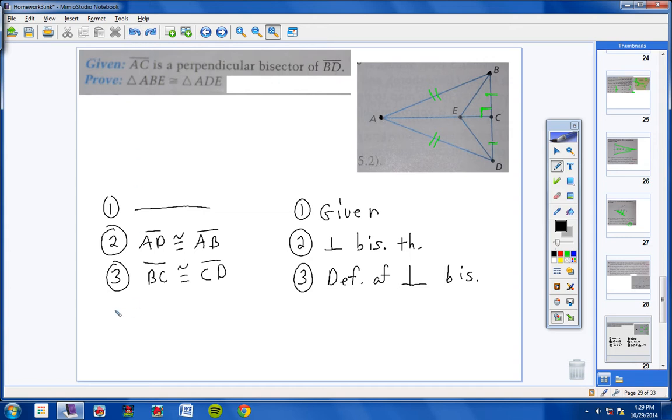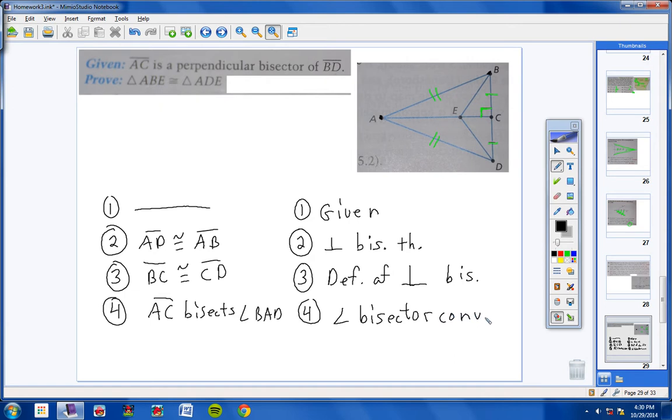Now, look what we can put next. Number 4. AC bisects angle BAD, okay? Now, here's why. This is a really tough proof, but watch this, okay? Here's why. It's the angle bisector converse. Now let me explain, okay?